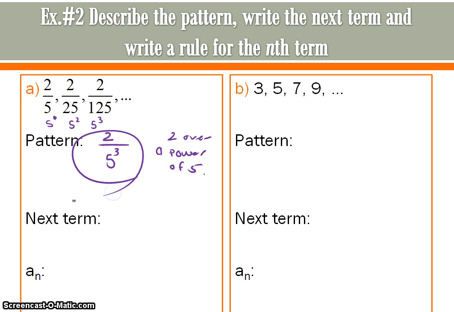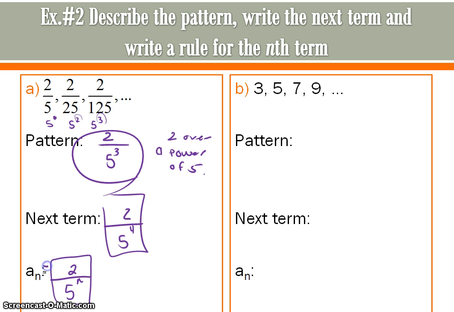Okay, but that's really the pattern that we're going to look for. The next term, well, it's going to be 2 over 5 to the 4th. So it's 2 over 5 to the 4th. In general, the nth term, it's 2 over 5 to what power? Well, the first term, when n equals 1, the exponent was 1. When n equals 2, the exponent is 2. When n equals 3, the exponent is 3. So it's 5 to the nth. So that would be the rule, the a sub n term. So a sub n equals that.